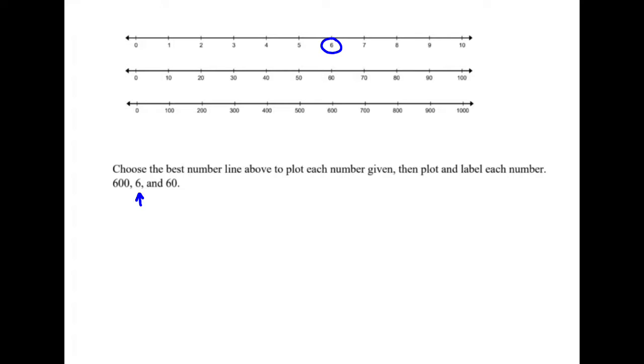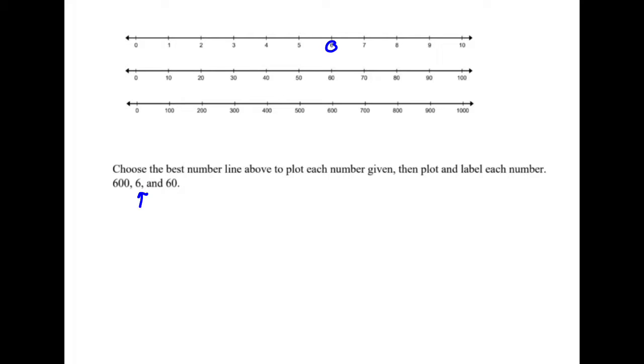What if I had to use that top number line to graph 600? If this ends at 10, it would have to go a very long ways in the right direction to get to 600, wouldn't it? And to get to 60. So by numbering them differently, like the bottom two, you can make big numbers fit in the same spaces. Okay, so let's back up a little bit. Okay, so 6 is going to fit right here on 6.